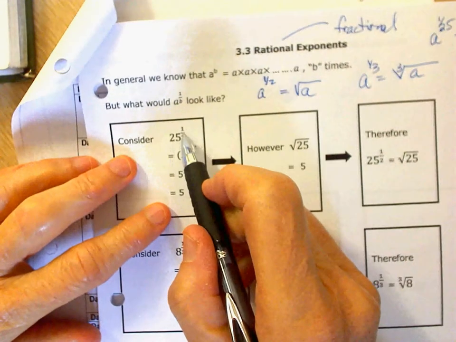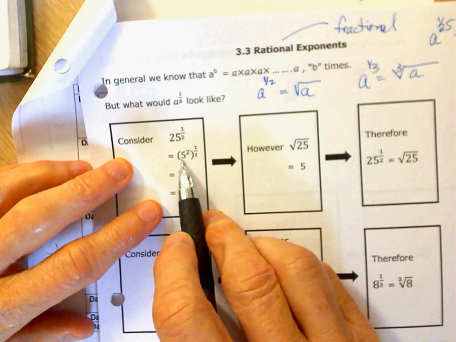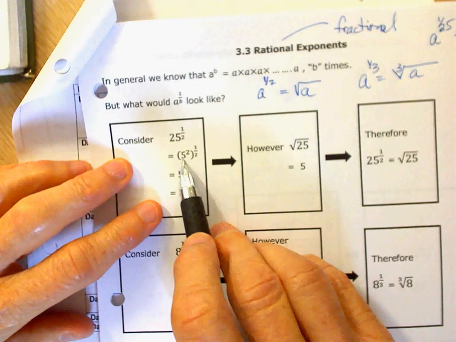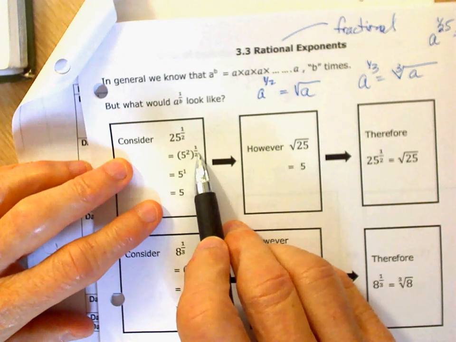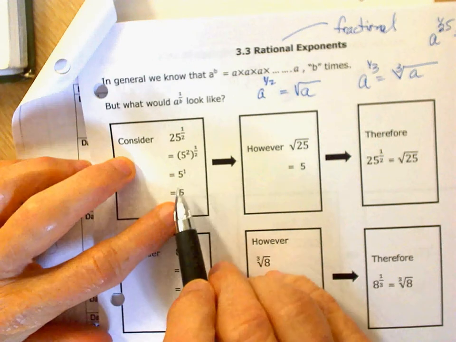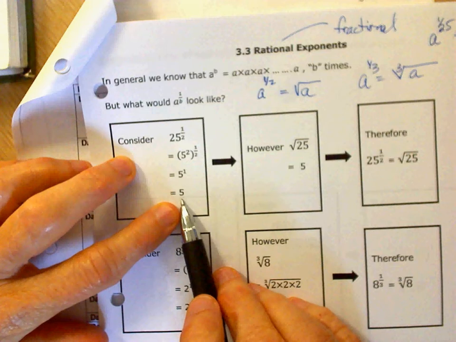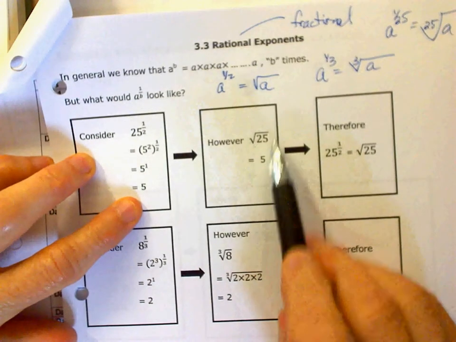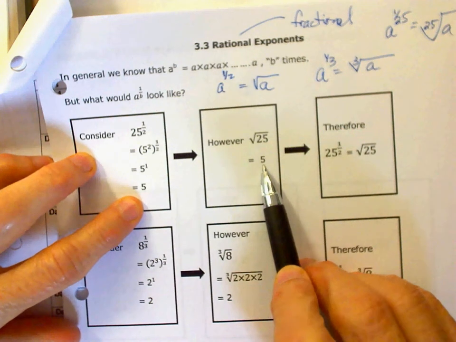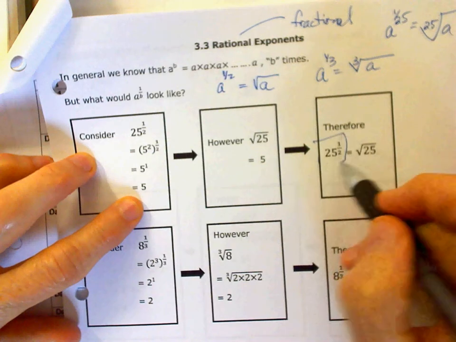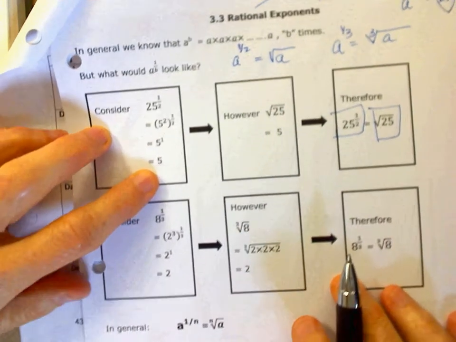Consider 25 to the 1/2. Do you agree that 25 is just 5 squared? And notice that when it's a power to a power, you multiply the exponents. So 2 times a half is 1, and that equals 5. So 25 to the exponent 1/2 is just 5. However, notice the square root of 25 is 5. So we're just saying that 25 to the 1/2 equals root 25. That's all we're saying.